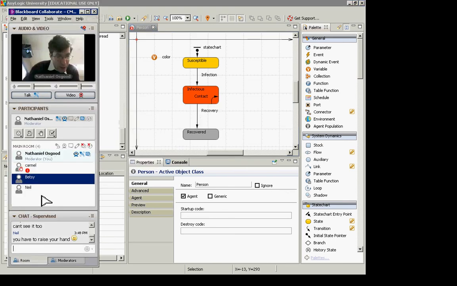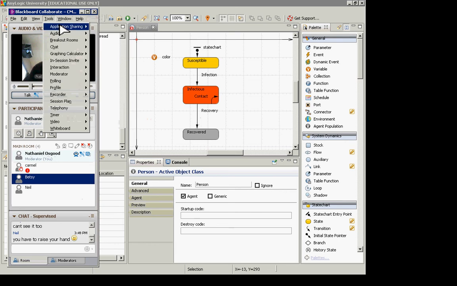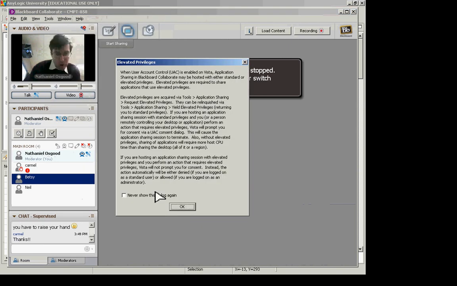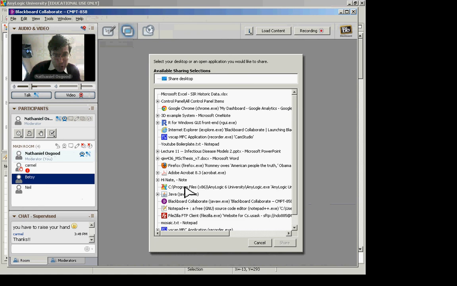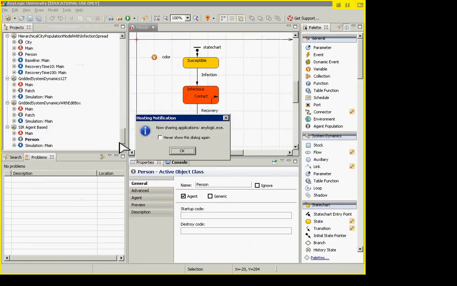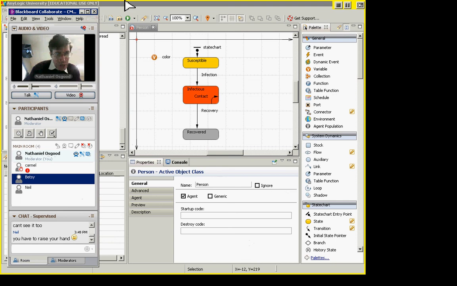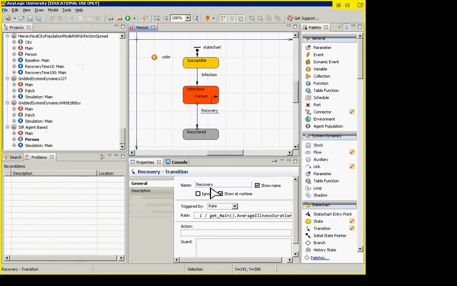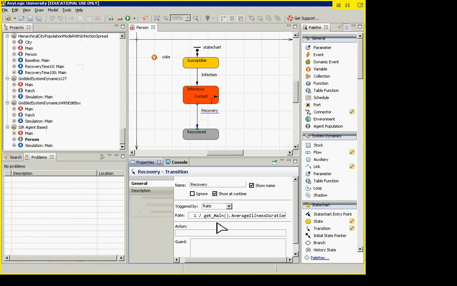And what I'm going to do is take a look at this recovery transition here. And you'll notice that there's this rate of recovery. It's a rate of 1 divided by the average illness duration. Does anyone recognize where that comes from? This is a rate, a chance per unit time of recovery. Why is it 1 over the duration? Where have we seen that before, where your chance per unit time is related to 1 over the duration? We even discussed it within this very session of the class.